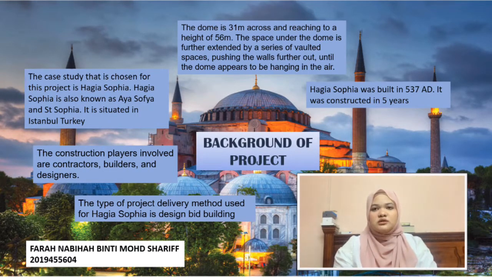The dome is 31 meters across and reaches a height of 56 meters. The space under the dome is further extended by a series of vaulted spaces, pushing the walls further out until the dome appears to be hanging in the air. The type of project delivery method that Hagia Sophia used is design-build. Design-build is a traditional project delivery method, so that is why Hagia Sophia used that method.